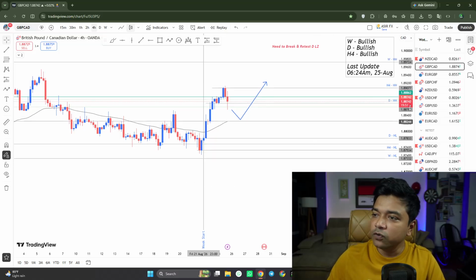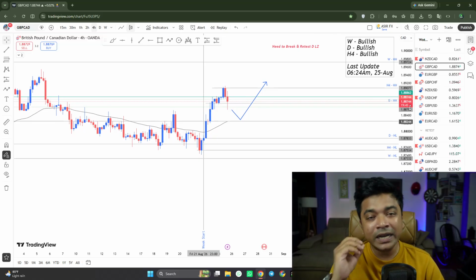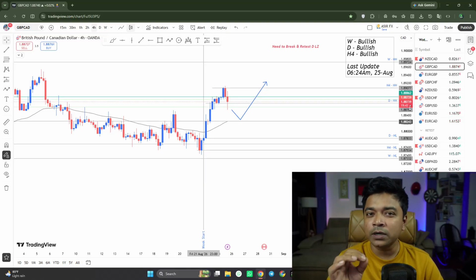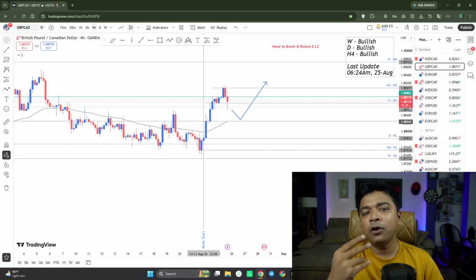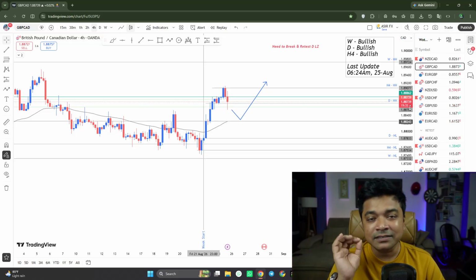My second step is to find the liquidity zone in the market. What is a liquidity zone? A liquidity zone is just support and resistance, or you can call it an order block, or an area of interest. All of these are just liquidity zones.